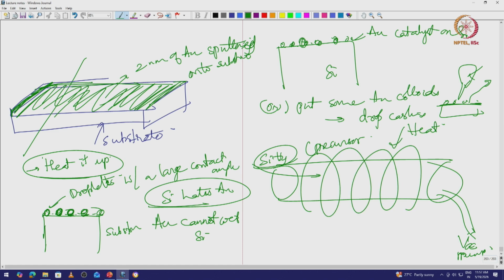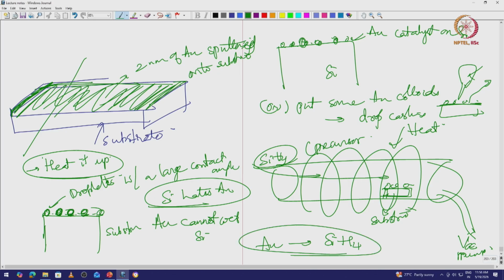Okay. So this source of silicon is going, and I put my substrate somewhere here, right. So, on the downstream, this is the substrate. Okay. So the gold is now getting the source of silicon. The gold catalyst on the silicon substrate is now seeing SiH4, right, in the vapor phase. So this is the precursor, silane is the precursor. So SiH4 is coming over gold.